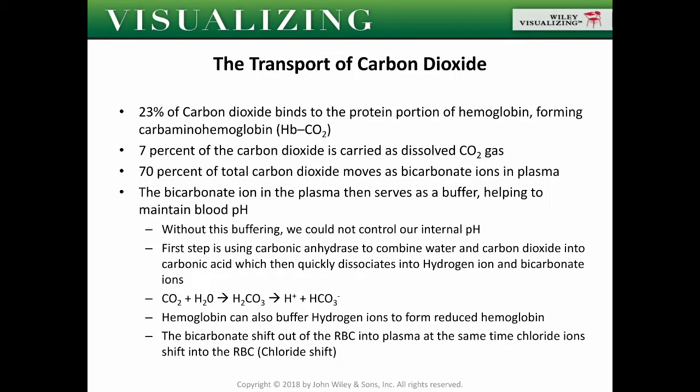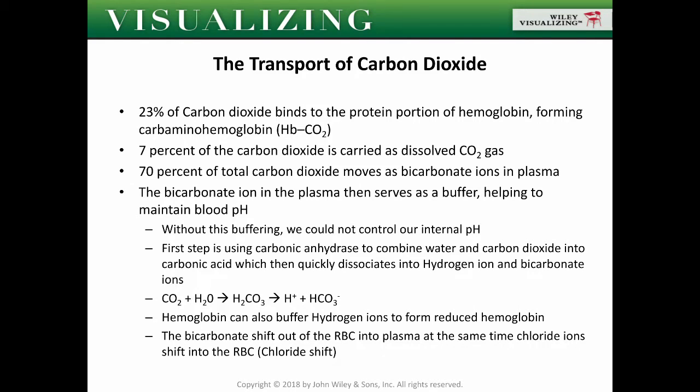Now for carbon dioxide. 23% of carbon dioxide binds to the protein portion of hemoglobin, forming carbaminohemoglobin, which is HbCO2. 7% of the carbon dioxide is carried as dissolved gas, and 70% is moved as bicarbonate ions. This forms the carbonic acid. That's why there is a difference in the pH on the systemic side, that is the blood inside the tissues and cells, versus the blood in the lungs. There's a lower pH on the systemic side than the blood in the lungs.